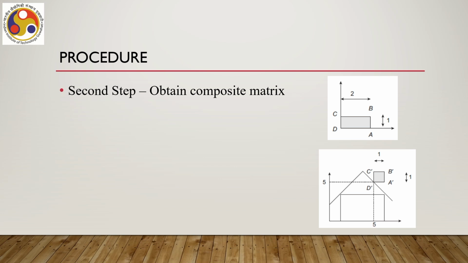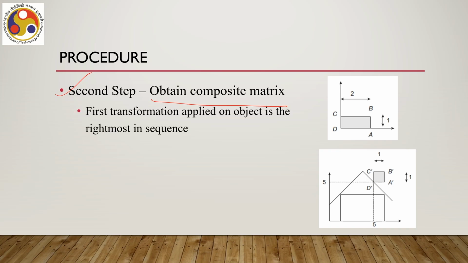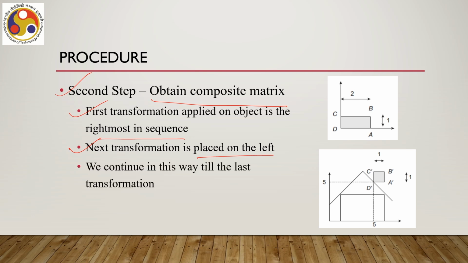So, now we have identified the two basic matrices. The second step is to obtain the composite transformation matrix, where both are used. The first transformation applied on the object is the rightmost in the sequence. The next transformation is placed on the left. This is how we can obtain the composite matrix, and we continue in this way till the last transformation. Since we have only two, after the first two steps we can stop.